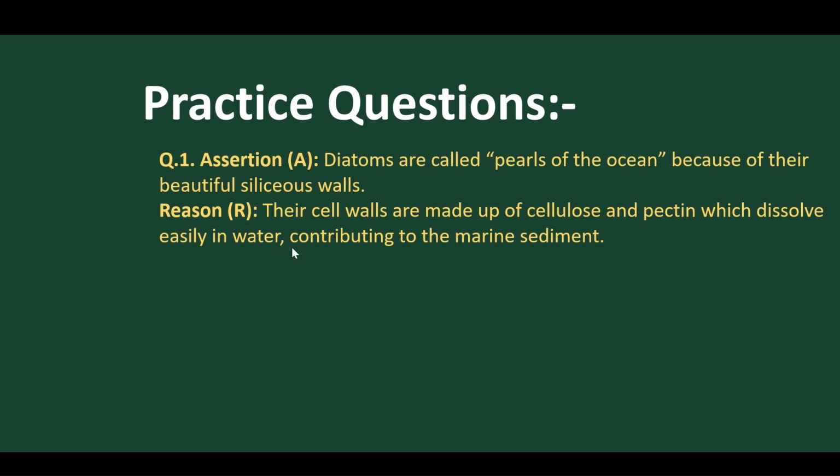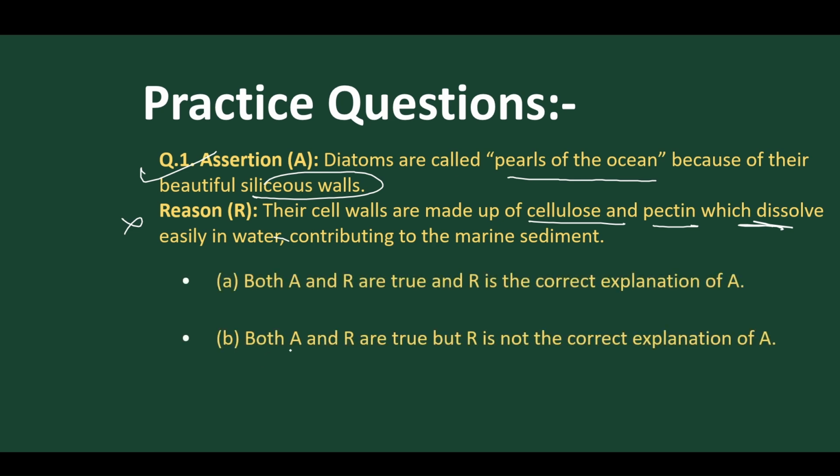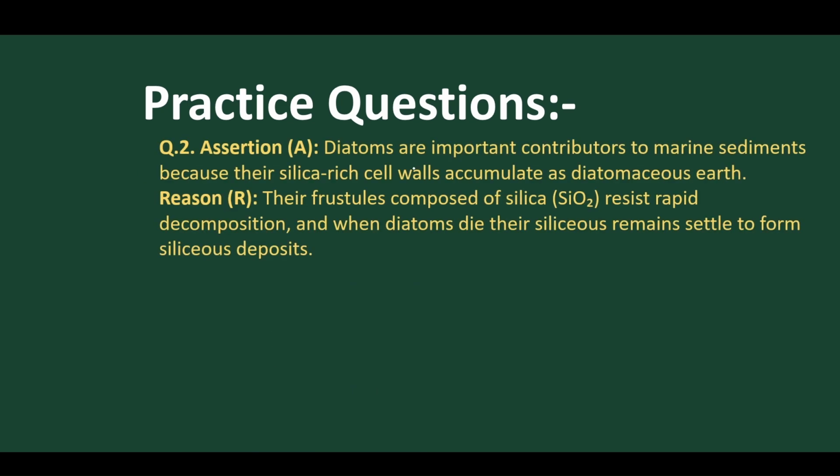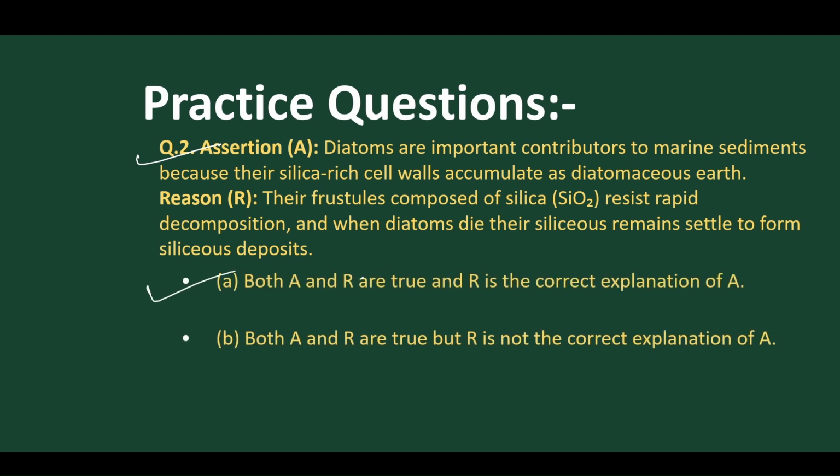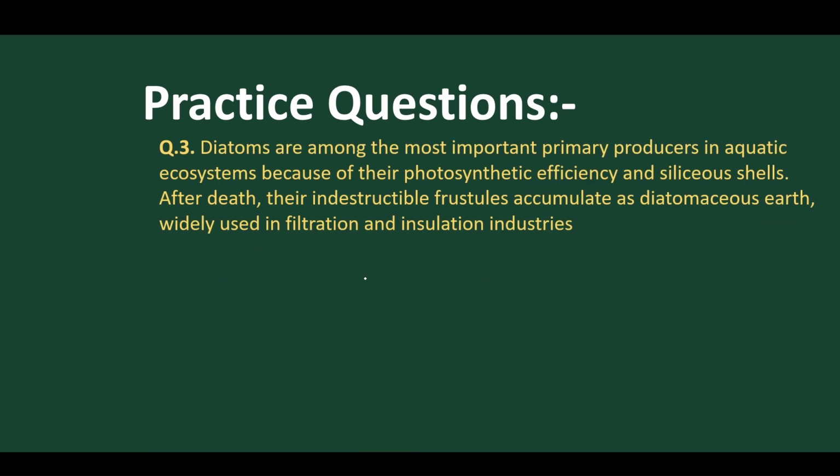The first question is assertion and reason: diatoms are regarded as the pearls of the ocean. Yes, because of the siliceous walls. Yes, this is right. The reason says the cell walls are made up of cellulose and pectin, which dissolves. So this statement is not right. So the correct answer is: A is true, but R is false. Now move to the next question, on the important contribution of marine diatoms. Yes, that's right. The frustules composed of silica resist decomposition, and when diatoms die, they settle to the bottom as silica deposition. Yes, both are right. Got it. So now move on to the next.